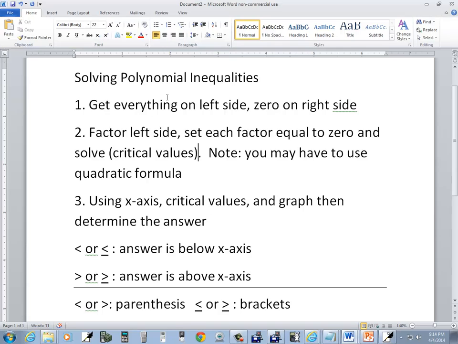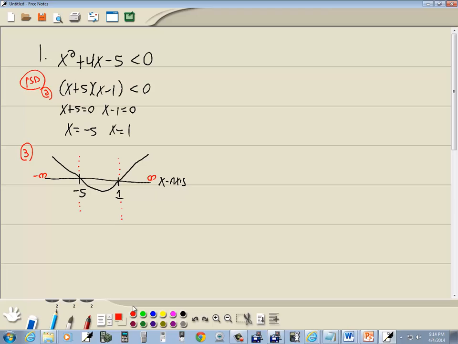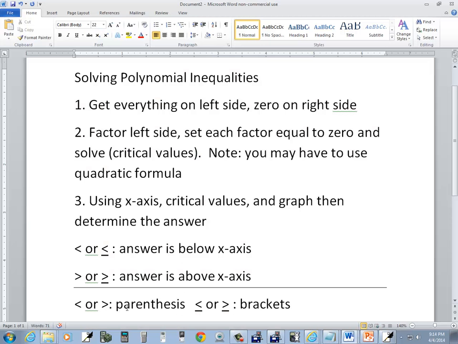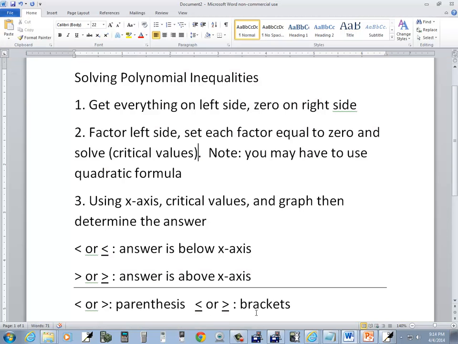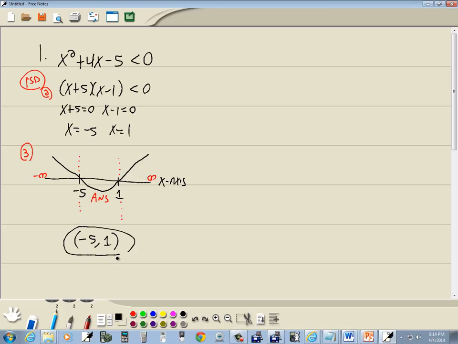Now this problem's a less than. Less than, we say the answer is below the x-axis. So I'm looking where my graph is below the x-axis. Well, it's above here, and it's above here, but this part of the graph right here is below my x-axis. So this is going to be my answer. So it's going to go from negative 5 to 1. That's my interval. Now, less than down here says we're going to use parentheses, which means I put parentheses around these. If that had been less than or equal to, that would mean brackets, so I would have put brackets around these.